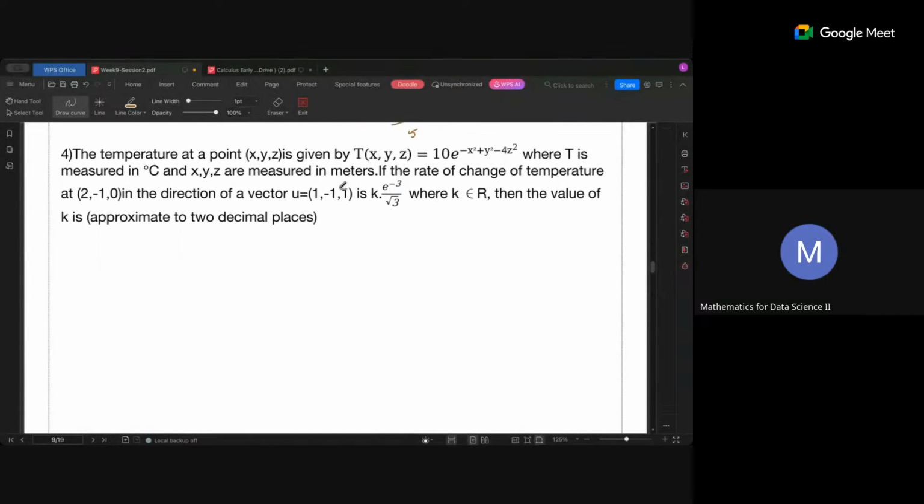Okay, look at this problem. Try to find the value of k by yourself. Everyone try to do this yourself.